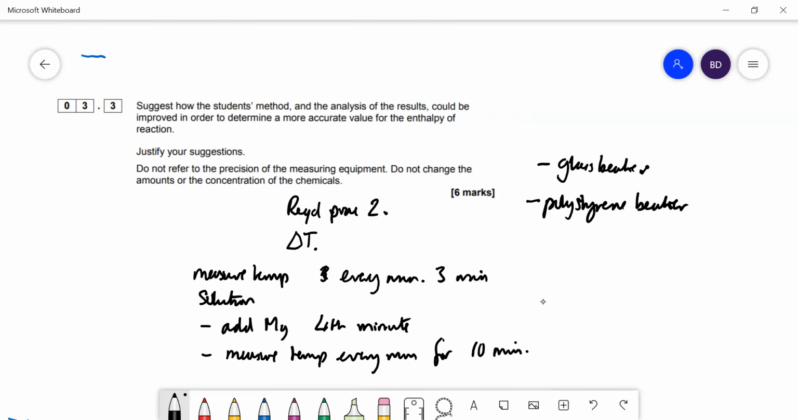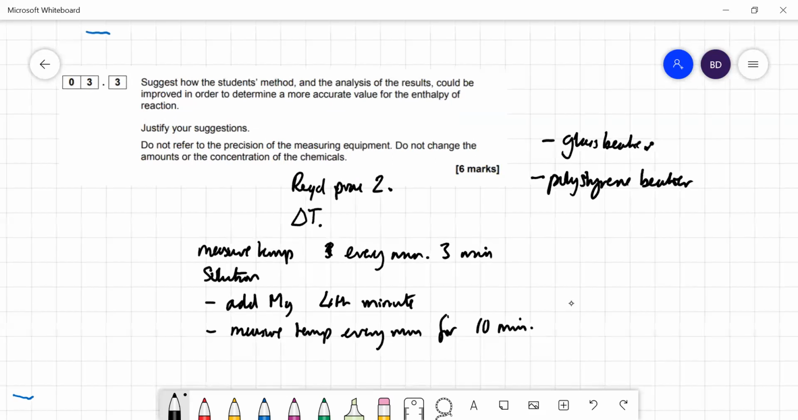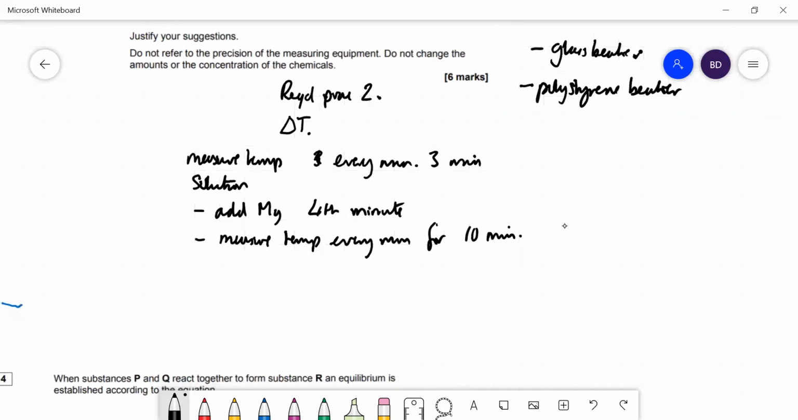And then when you've got that, do you remember you plot a graph? I would probably draw a little sketch graph in your answer. Plot a graph where this is going to be time, and this is going to be the temperature. I would indicate that's the 3 minutes before you've added anything. It's an exothermic reaction. You're going to add your magnesium there, and you'll find that you'll get a graph something like that.